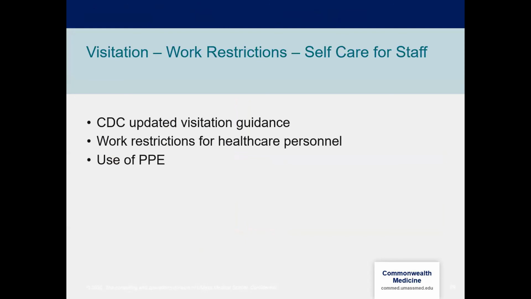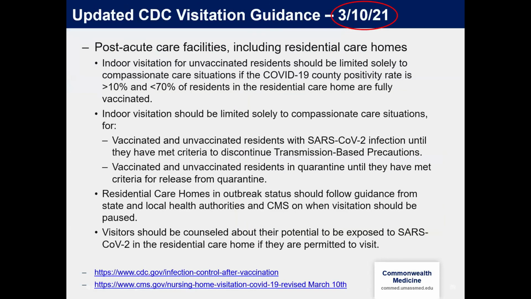And the other thing we have to be concerned about is the self-care of staff. In these kinds of settings, you have to look at your staff and how they're being cared for. And one of the biggest ways we can care for them is through vaccination. And so for post-acute care facilities, including residential care homes, indoor visitation for unvaccinated residents should be limited solely to compassionate care situations at the moment, until the county positivity rate is greater than 10% and less than 70% of residents are fully vaccinated.